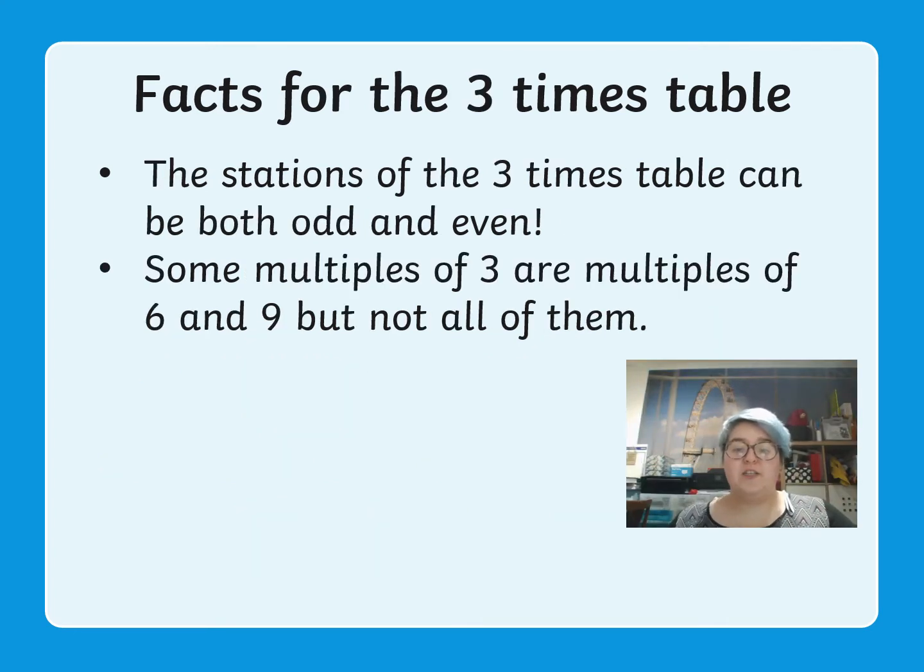Also, we've got facts for the 3 times table. So the stations of the 3 times table can be odd numbers or even numbers, so they can be both. Some multiples of 3 are multiples of 6 and multiples of 9, but not all of the multiples of the 3 times table are. But we're not doing our 6 and our 9 times table just now. So when we get onto that, you'll be able to see the little pattern, okay?